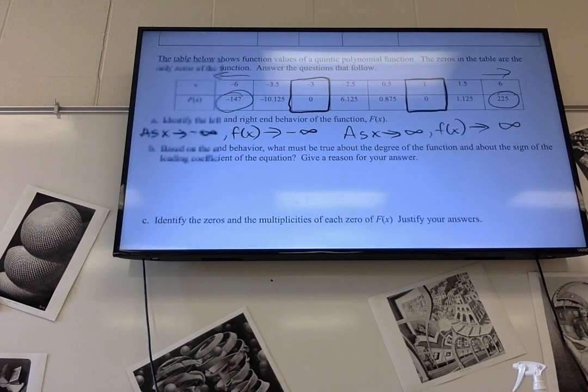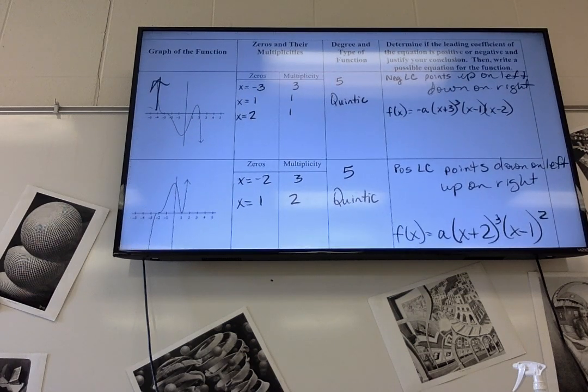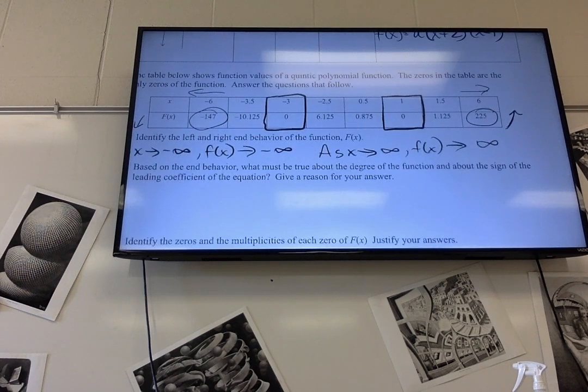What does this tell us about the degree? It's odd. If they point in opposite directions, I know that the degree has to be an odd degree. I also know that the leading coefficient is positive or negative? Positive, because if it points up on the right, then it's positive. And on the right, it's going up.